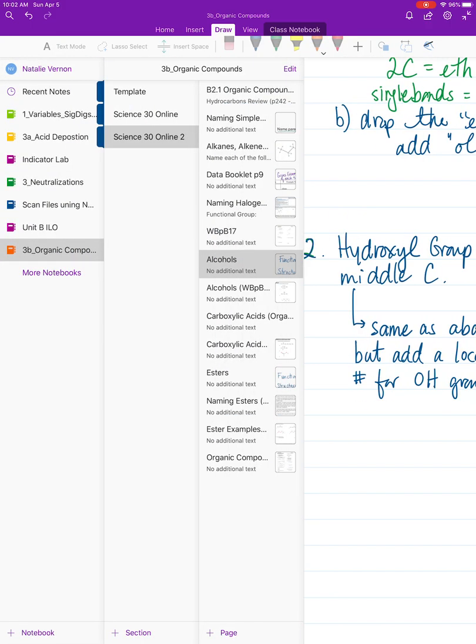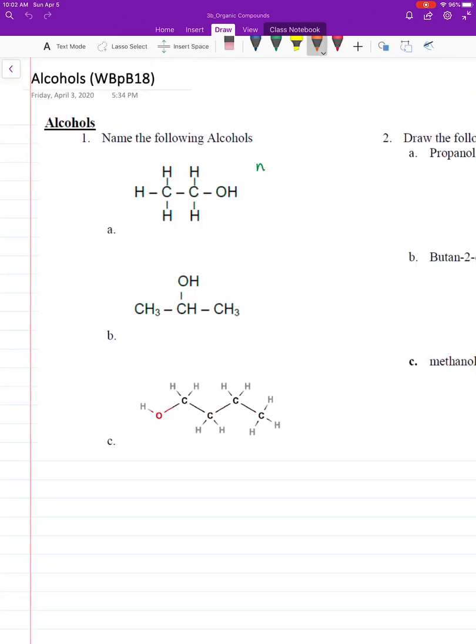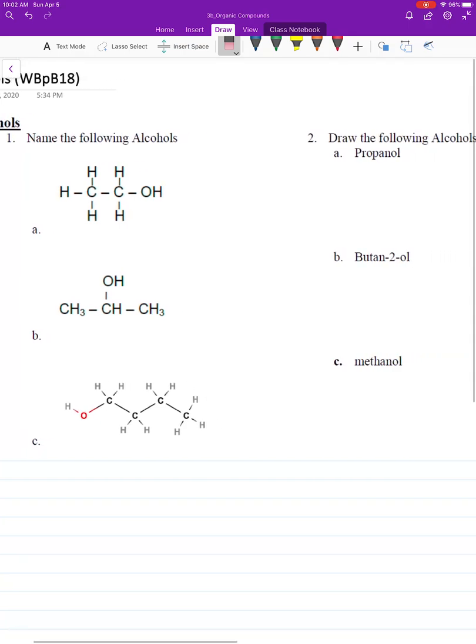Okay, so let's go into your workbook and turn to B18, and at the top of that page you will see a couple of examples. So we'll do the first 2 together, and then I'll give you some time to do them on your own.